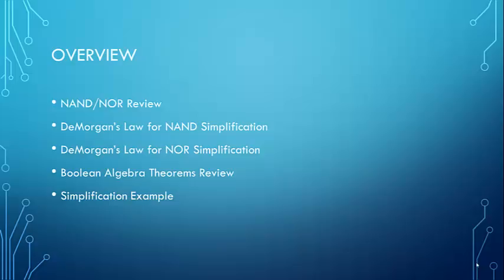After that, we'll do a quick Boolean algebra theorems review from Unit 3. And then we'll go through a simplification example using those theorems and our new NAND and NOR simplification laws.